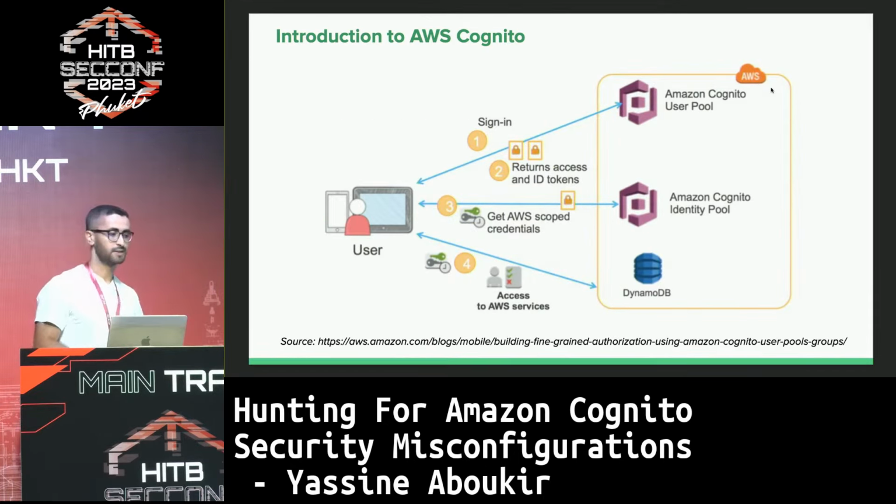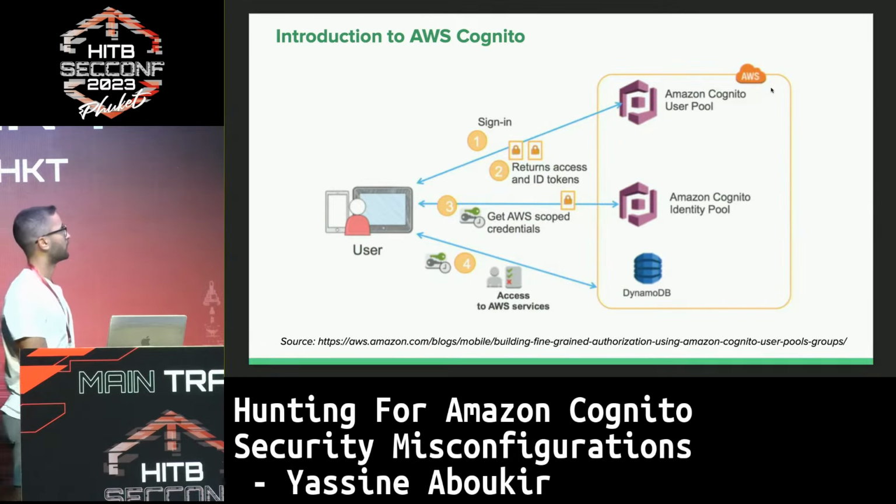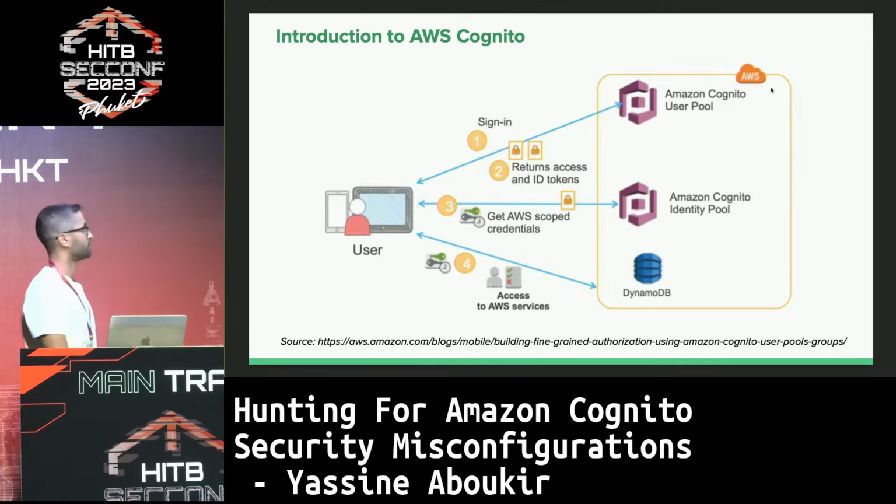This is a high-level architectural diagram that explains how it works. So basically, here we have the user. They sign in, they provide their username and password. The credentials are checked against the user pool here, as you can see. And then the user pool will return 3 different tokens: the ID token, the access token, and the refresh token.